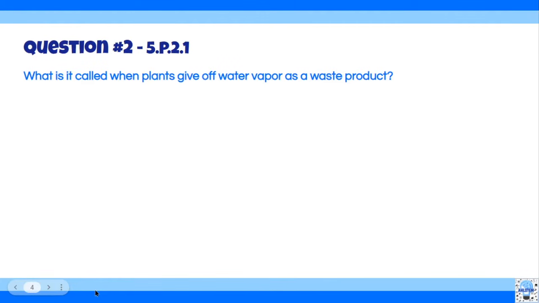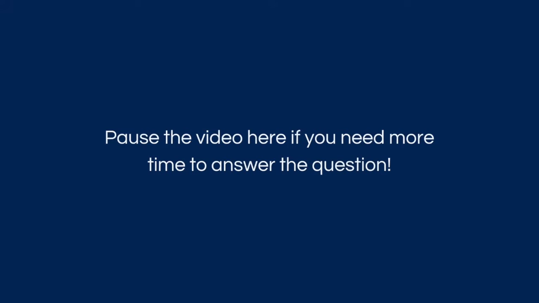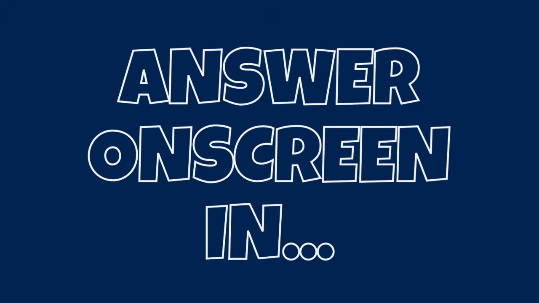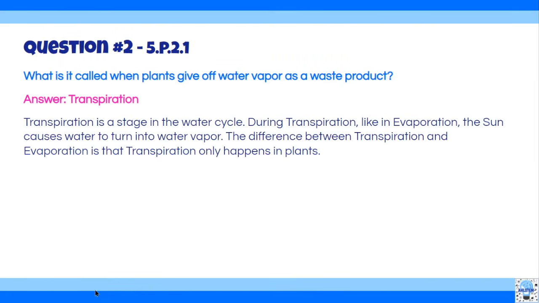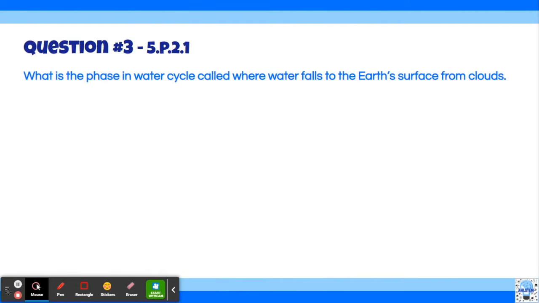Moving on to question number 2. What is it called when plants give off water vapor as a waste product? The answer is transpiration. Transpiration is a stage in the water cycle where the sun causes water to turn into water vapor. So it's just like evaporation, except transpiration happens in plants and evaporation just happens with any body of water.